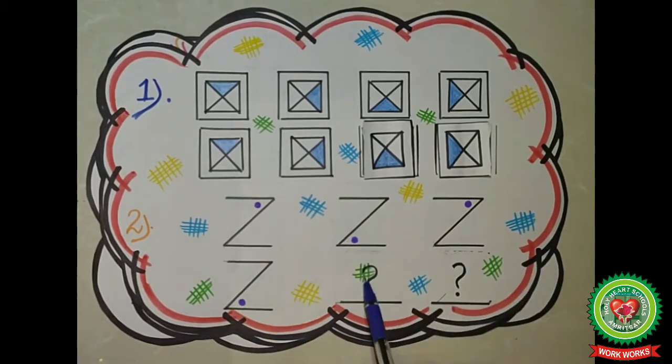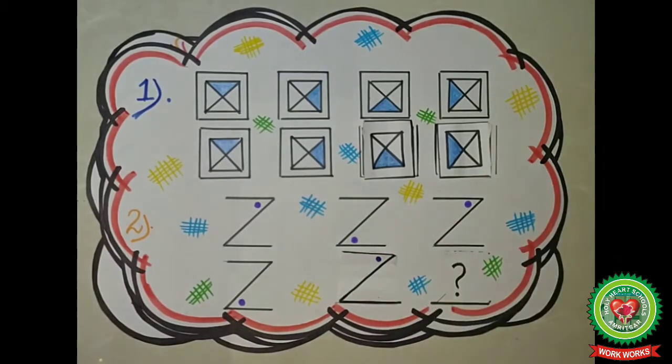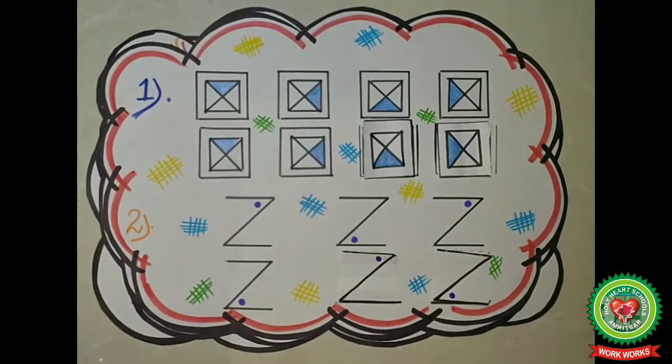Now you have to tell me the answer here. Yes, it should be upper side, dot. Now tell me the next answer. It should be down side, dot. So students, these are the examples of repeating patterns.